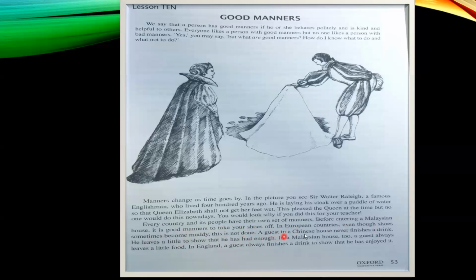A guest in a Chinese house never finishes a drink. He leaves a little to show that he has had enough. In a Malaysian house, too, a guest always leaves a little food. In England, a guest always finishes a drink to show that he has enjoyed it.